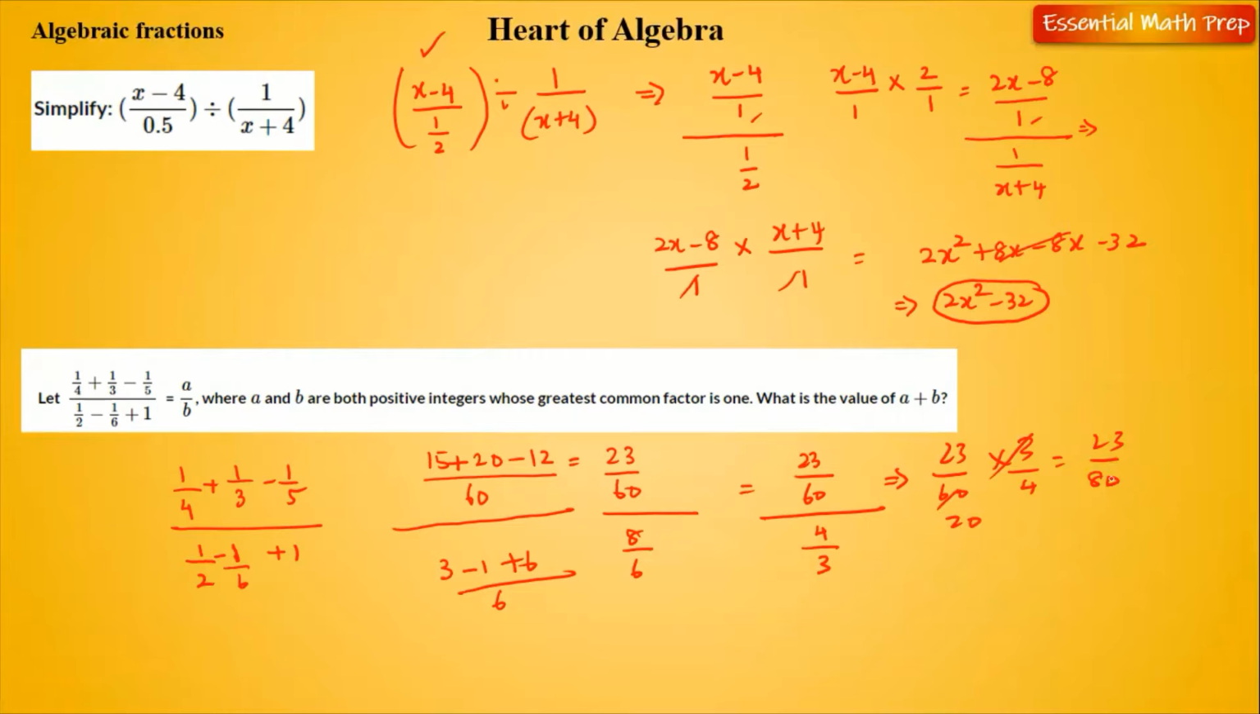Because the question says where a and b are both positive integers whose greatest common factor is 1, we can say that, okay? And we also know this whole expression is equal to a over b. Because a and b have a greatest common factor of 1, we can simply say a equals 23, b equals 80. That means a plus b equals 23 plus 80 equals 113. That's it.